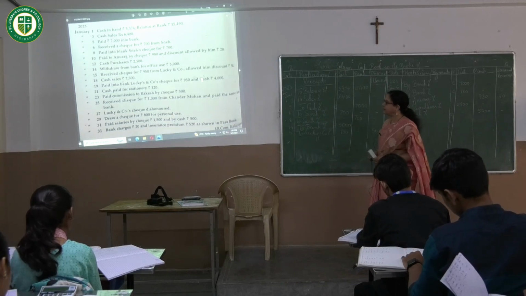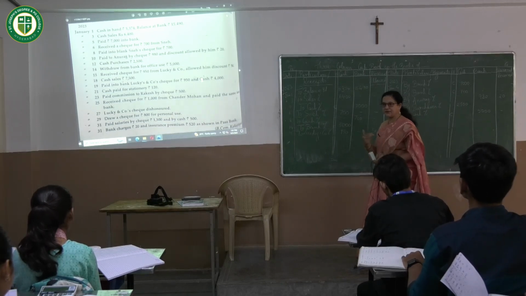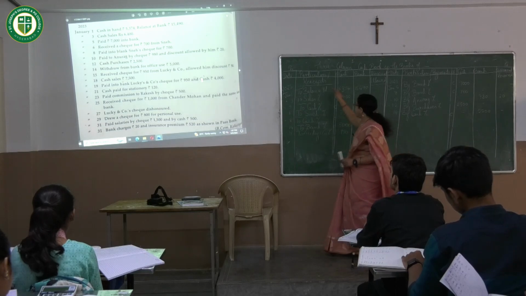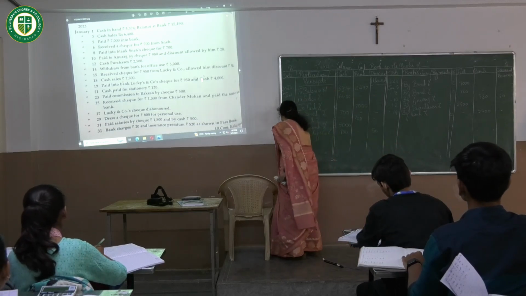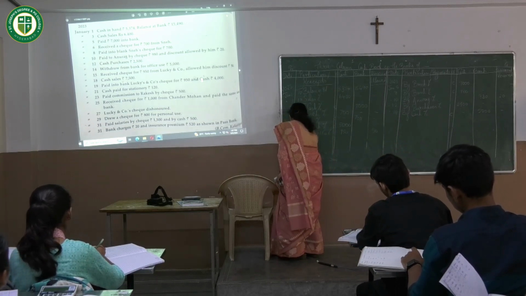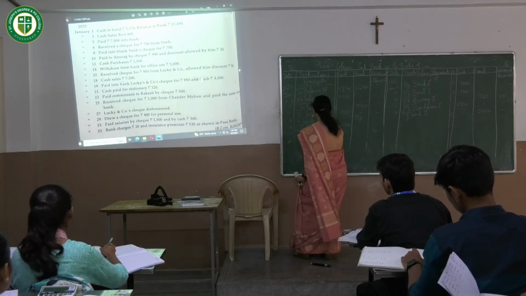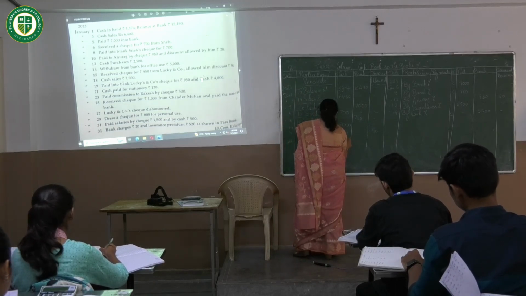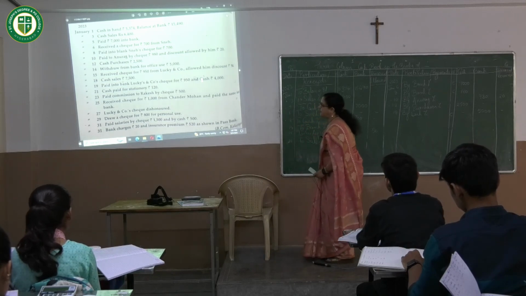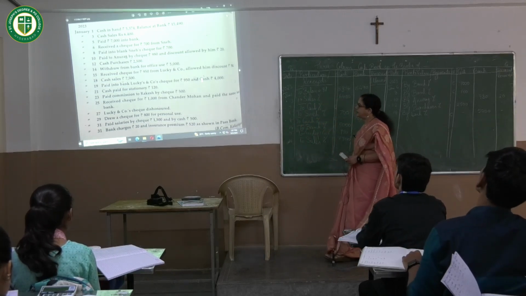Right? Next one, on 18th, cash sales. When you sell goods, you receive cash. So again on the receipt side, on 18th it is to sales. Cash account debit to sales account. To sales, 7,500 rupees. Very simple.